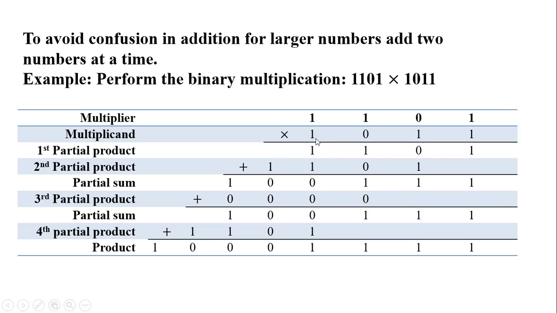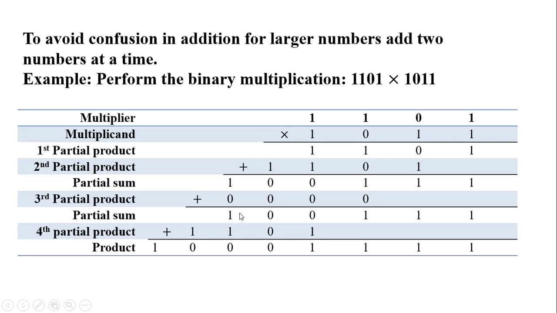So now multiply this number to the multiplicand, so we get this partial product, and this is the partial sum. So add this partial product to the partial sum, so we get the second partial sum. 1 1 1 plus 0 is 1, 0 plus 0 is 0, 0 plus 0 is 0, and 1 plus 0 is equal to 1. Now this is the last bit of the multiplier, so multiply this to this number, 1 0 1 1, and this is the fourth partial product.